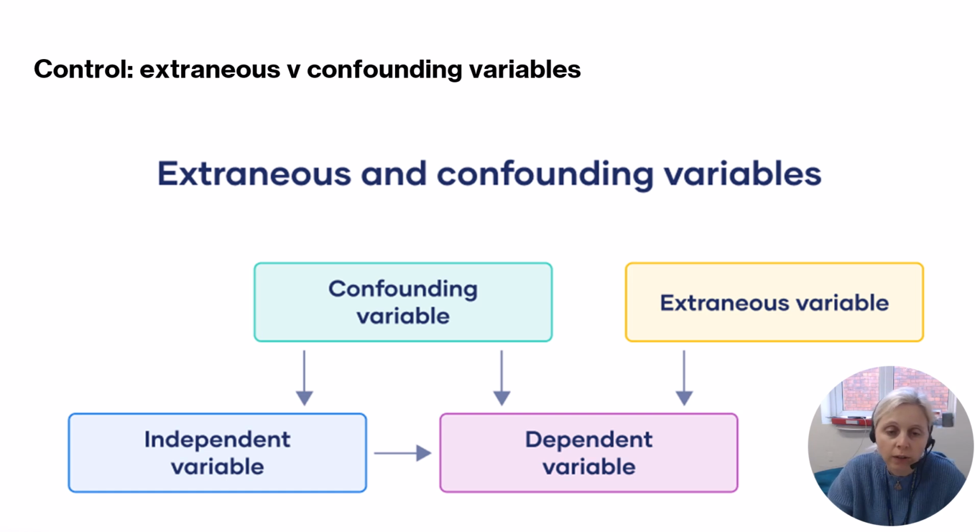So confounding variables are described as varying systematically with the independent variable. Extraneous variables, on the other hand, are a really wide range of factors that might be impacting on your dependent variable, meaning that you can't be sure that it was the independent variable that caused it, but that you can intervene and control for.